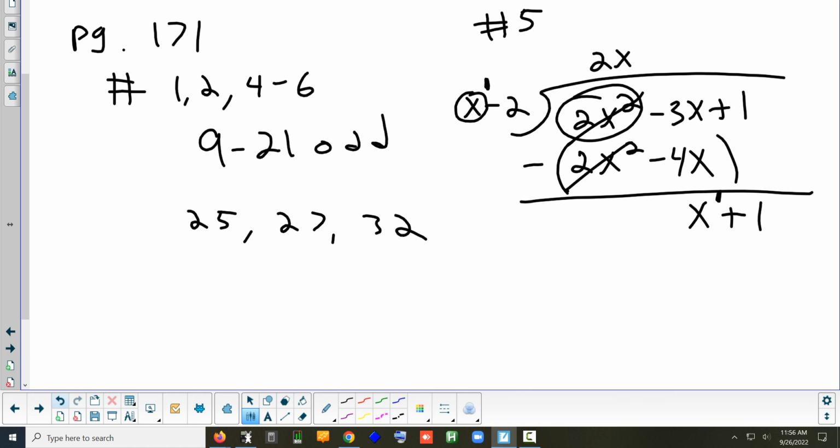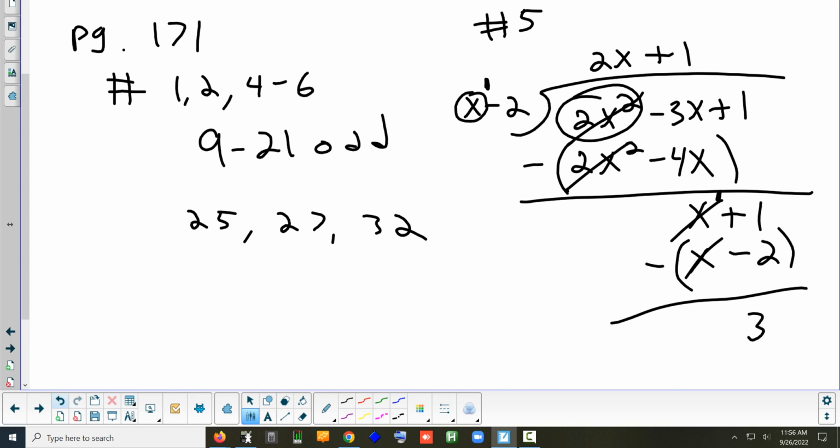What's x divided by x? 1 times x. 1 times negative 2. Subtract. And what's my remainder? 3. So is x minus 2 a factor? No, because we got a remainder of 3.